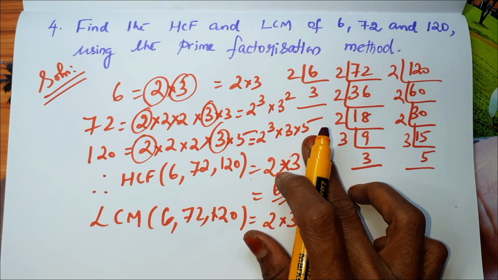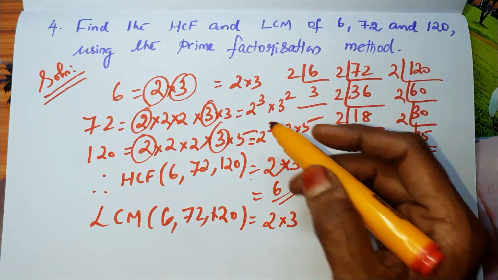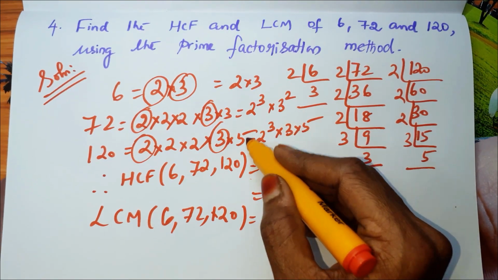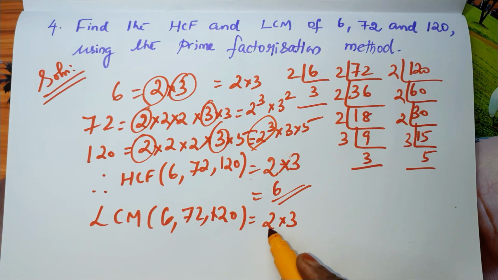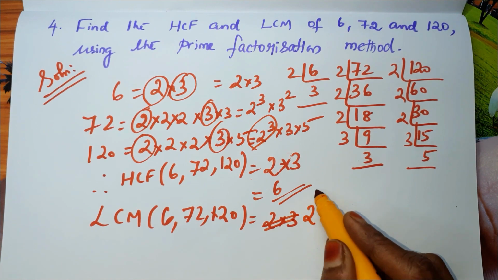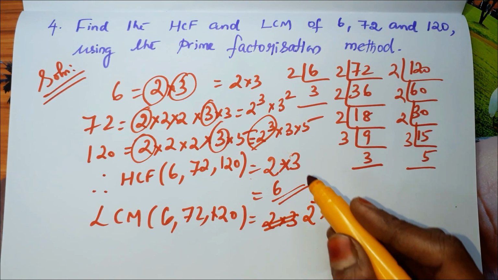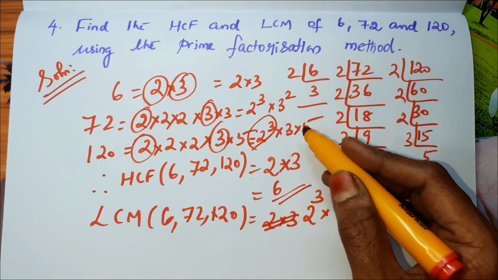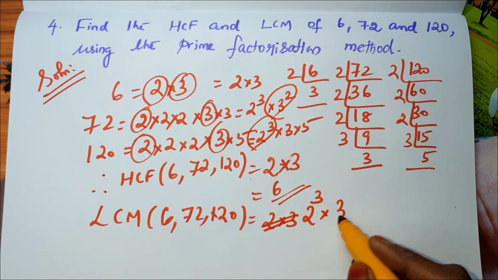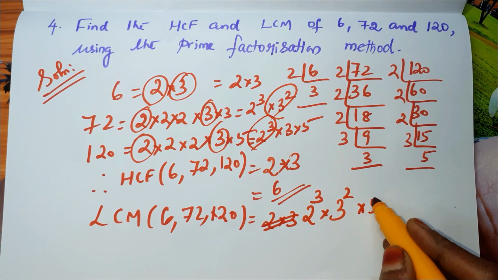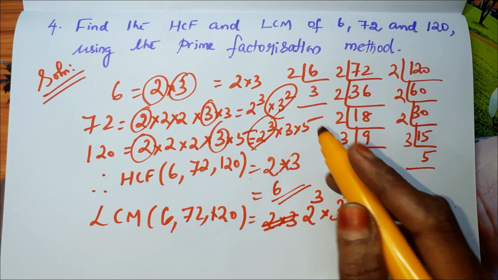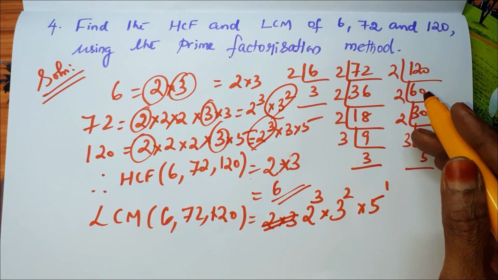We have to take the highest powers, right? So which is the highest power of 2? 2 power 3. So we have to take the LCM as 2 power 3 into 3. What is the highest power for 3? 3 power 2. 3 power 2 into 5, we have only 1. So we have three factors, 2, 3, 5.